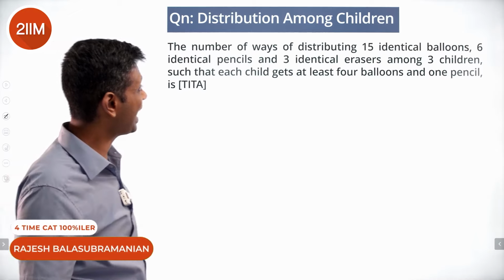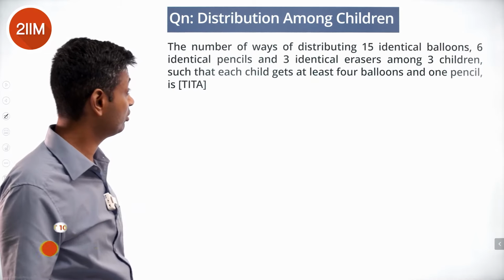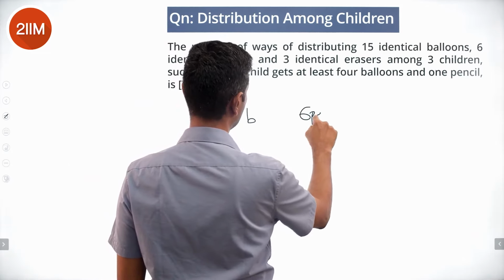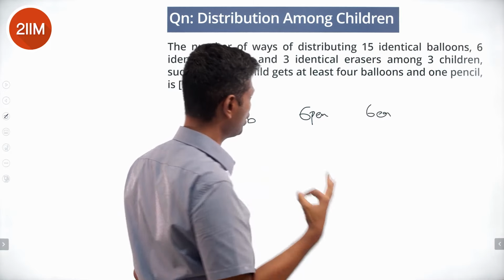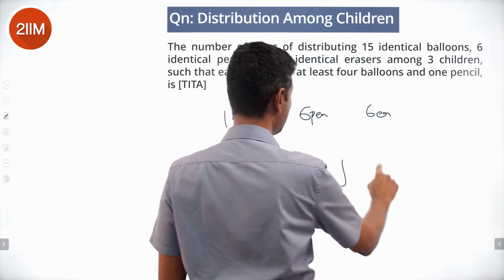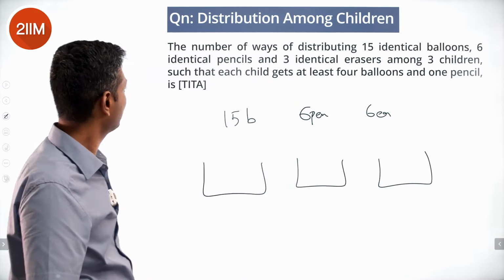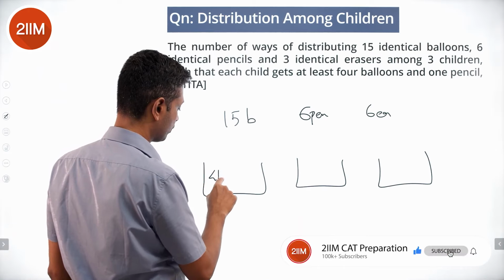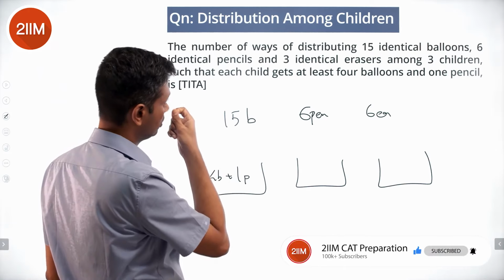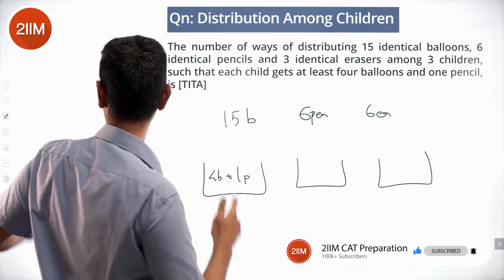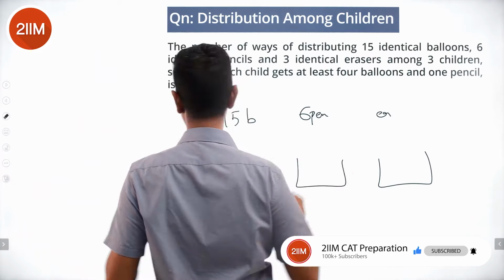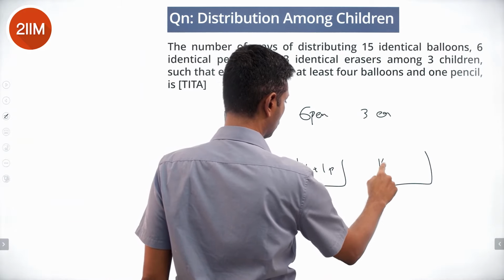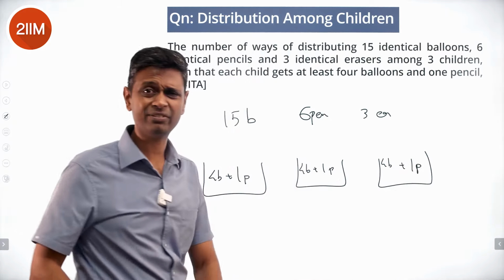The number of ways of distributing 15 identical balloons, 6 identical pencils, and 6 identical erasers among 3 children. Obviously not identical children. That would be brilliant. Such that each child gets at least 4 balloons and 1 pencil. So 4 balloons plus 1 pencil, 4 balloons plus 1 pencil, 4 balloons plus 1 pencil. Each of them definitely gets this.